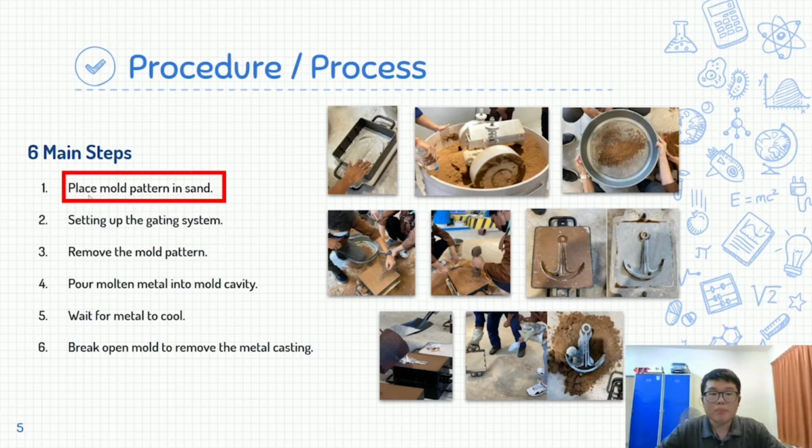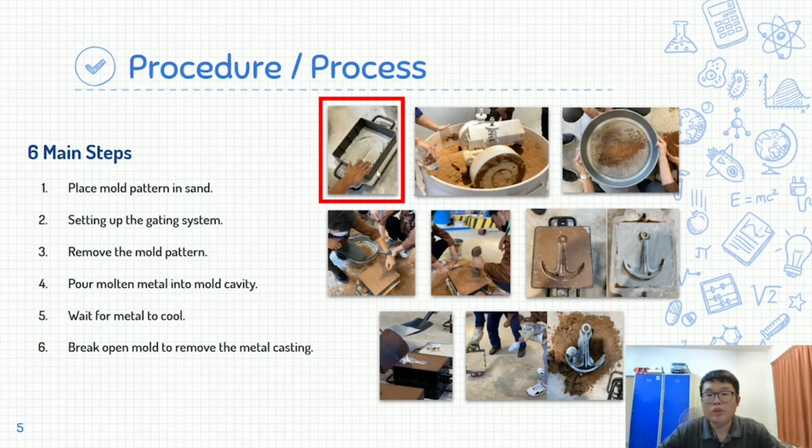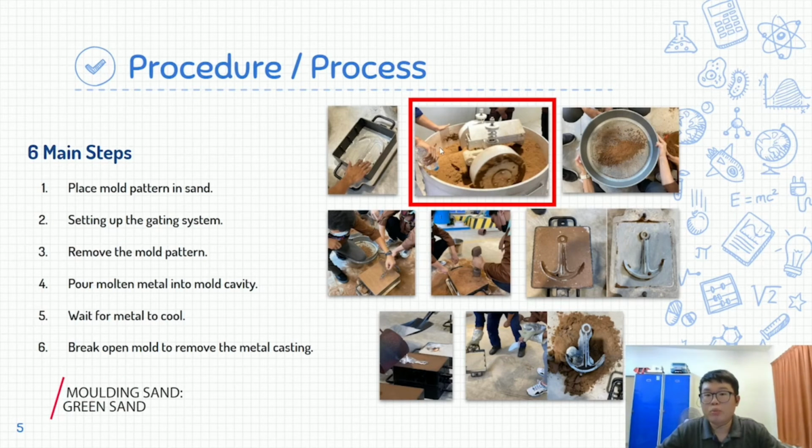The first step is to place a mold pattern in sand. When I say place mold pattern in sand, there are 2 things that we need to focus on, which are the pattern and also the sand. For the pattern, we need to choose a pattern that we are going to apply in the sand casting process. For the sand, we need to prepare our molding sand, which is green sand.